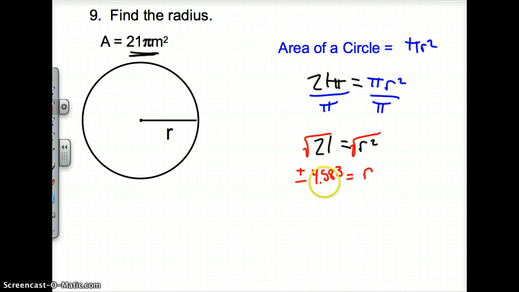4.583. Now we have to think about this before we write both answers down. Does a negative radius make sense? Can we have a negative distance? I don't think so. So then the only logical answer that we have left is 4.583 meters for our radius. And that concludes our lesson for today.